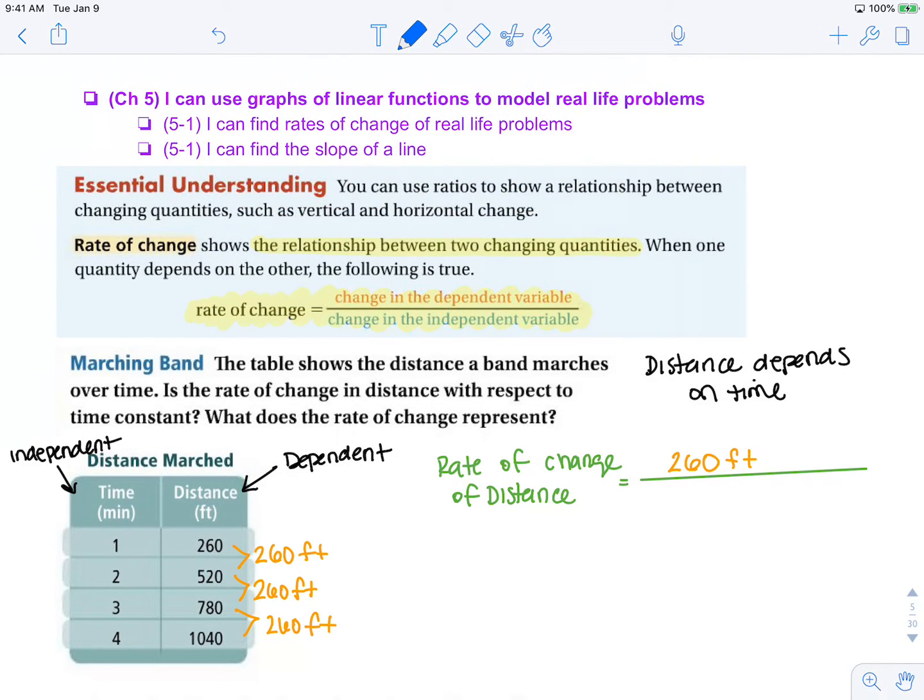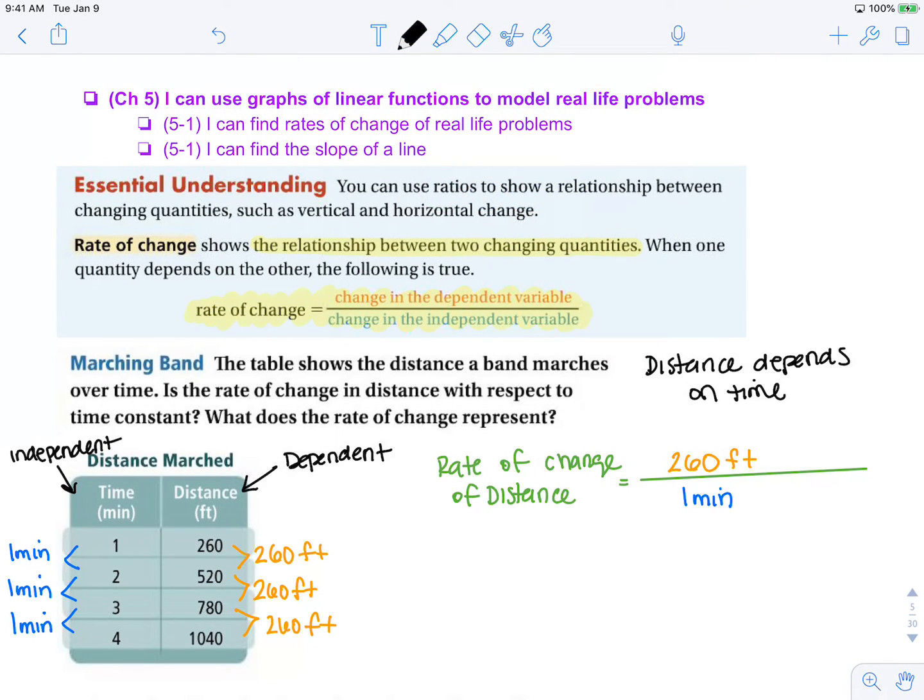Now let's compare that to the independent variable. From 1 to 2, that's 1 minute. From 2 to 3, that's 1 minute. And from 3 to 4, that's 1 minute. So the change in the independent variable is a constant 1 minute.